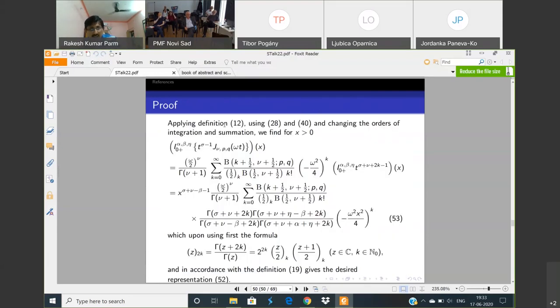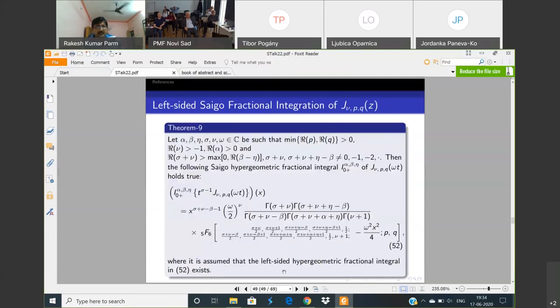First, we apply the definition of the Bessel function, and using equation number 28 of the Saigo operator and the equation 40 power function formula, and changing the order of integration, we use the power function formulas of the Saigo operator and get the resulting equation 53. Now, if we use the duplication formulas for the Pochhammer symbols, and the definition of the PQ extended hypergeometric function, we arrive at theorem number 9 and the result 52.